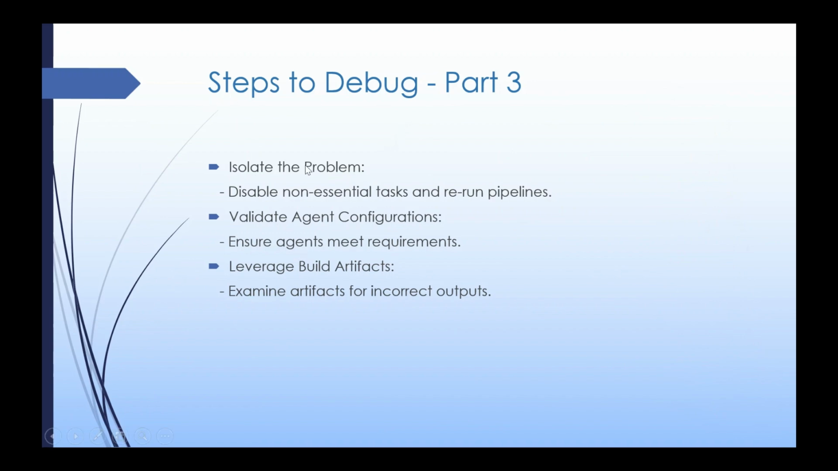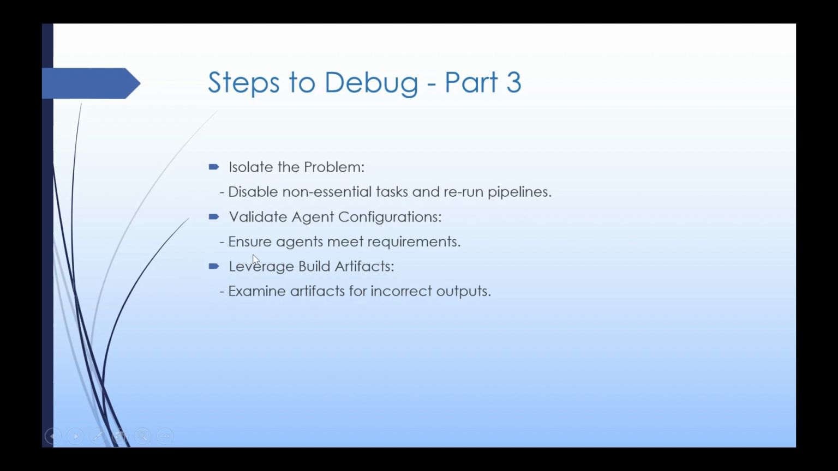Isolate the problem. Suppose you have multiple tasks. Suppose you have 50 tasks inside your pipeline and you are running into issues. So make sure you are disabling some of the non-essential tasks and rerun the pipelines so that it will be very easy for you to understand which task is giving you the error, and this way you'll be able to fix them easily.